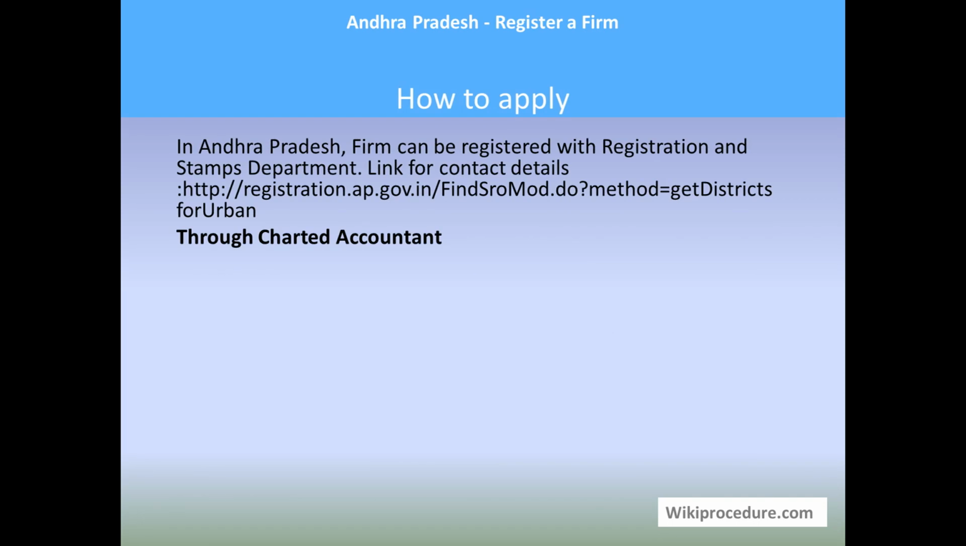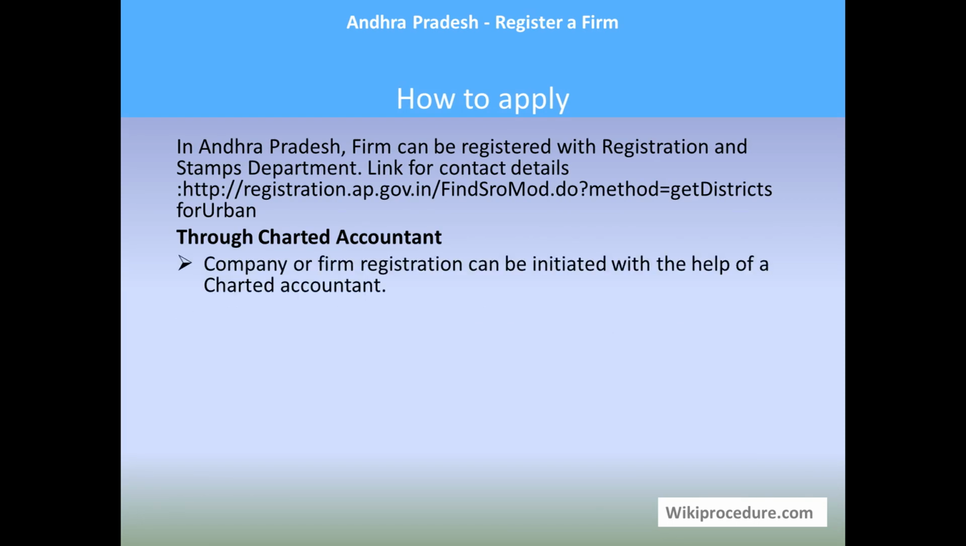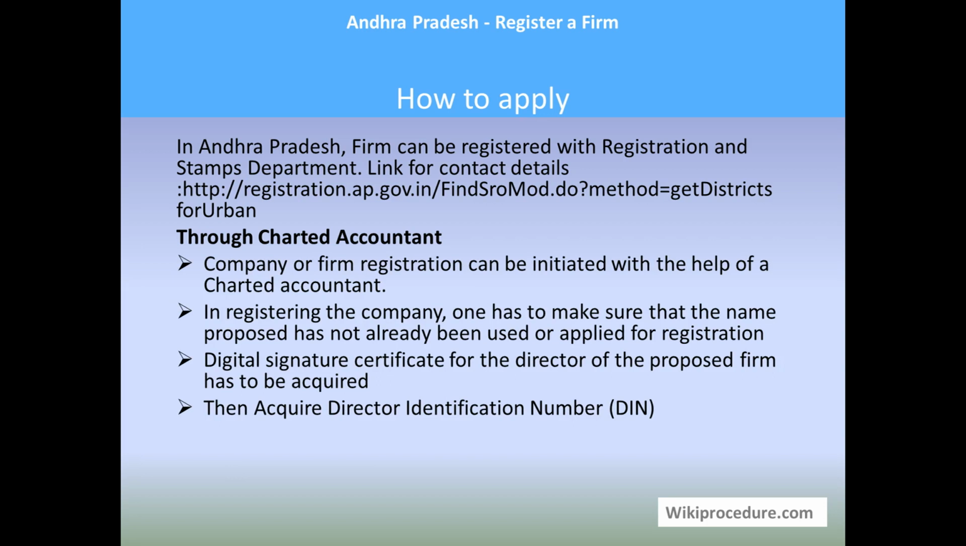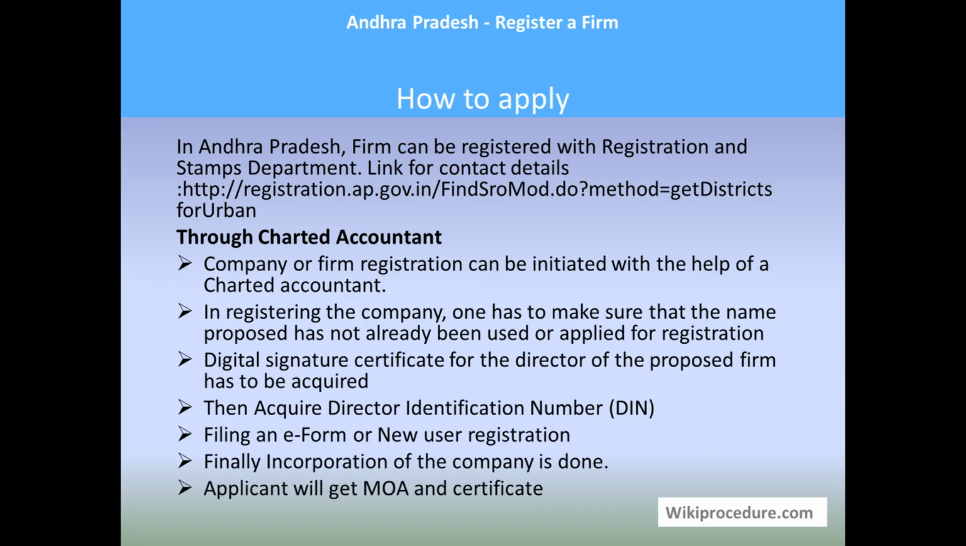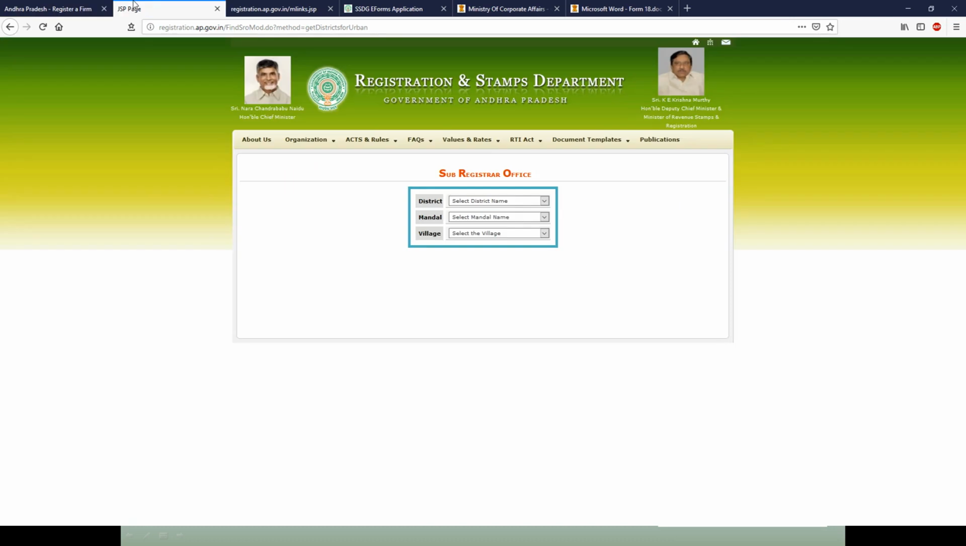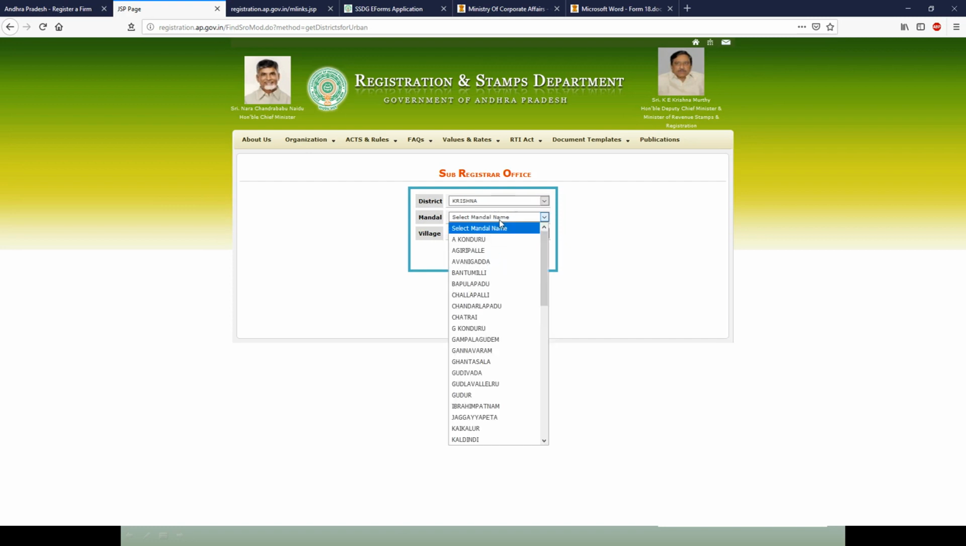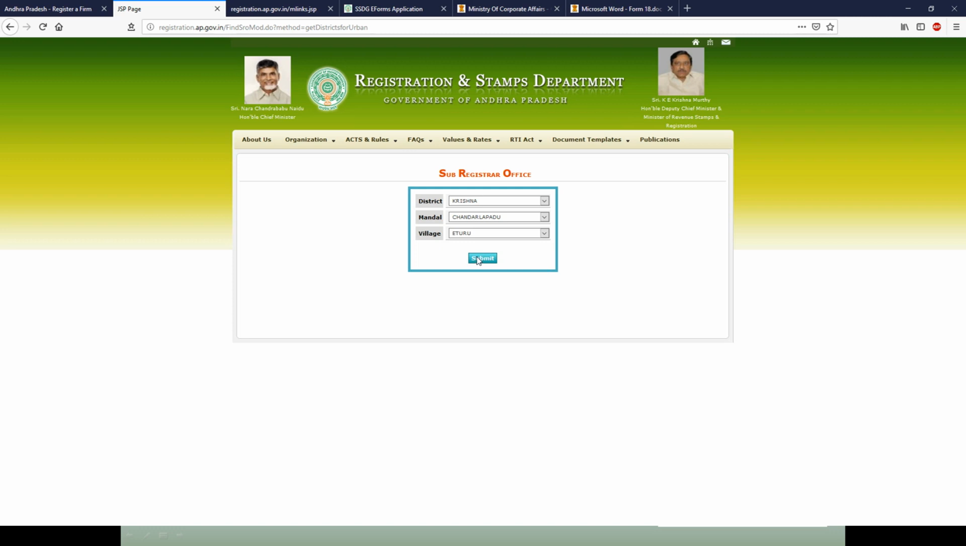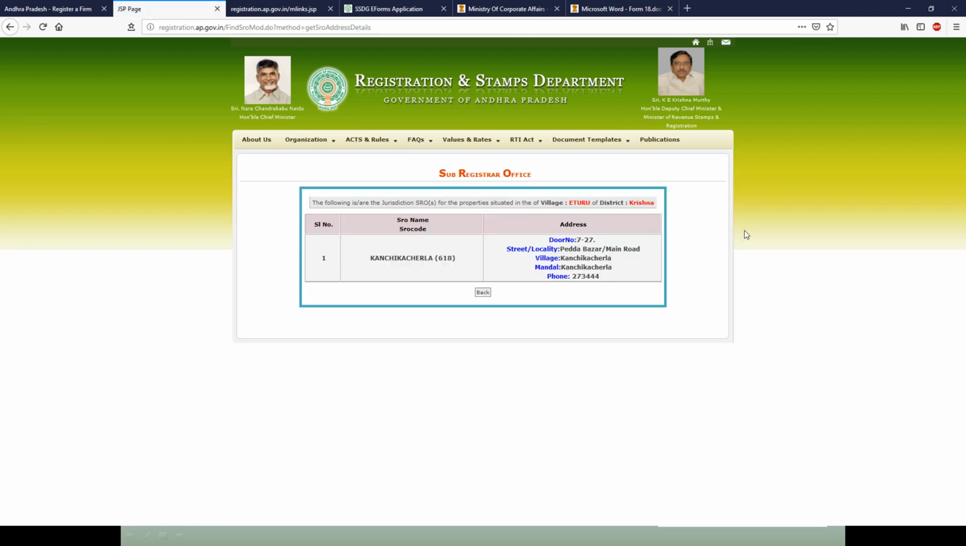Let us see how to apply. In Andhra Pradesh, a firm can be registered with the Registration and Stamps Department. The link provided below will be helpful for a person to reach the portal, which will give the address information for the respective office. Please select the district, mandal and your village and hit submit to get the proper details for that respective area.